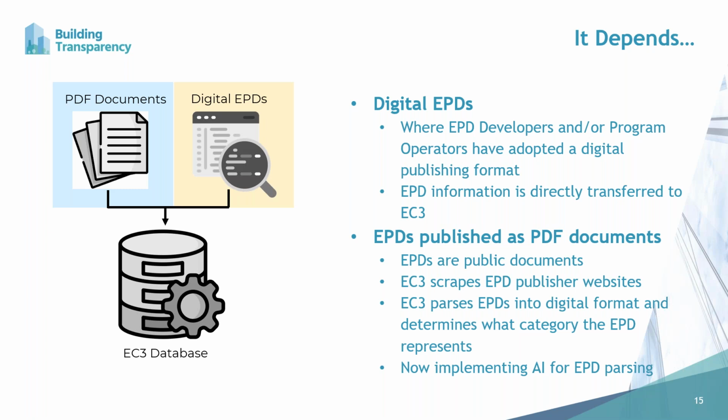And with that parsing of the PDF documents, we also determine what category the EPD likely represents. So we get an EPD uploaded to the system, and our parser says, oh, based on the PCR that's reported on this EPD and some other information, certain keywords, this looks like it's a window EPD, and we put it in the window category.